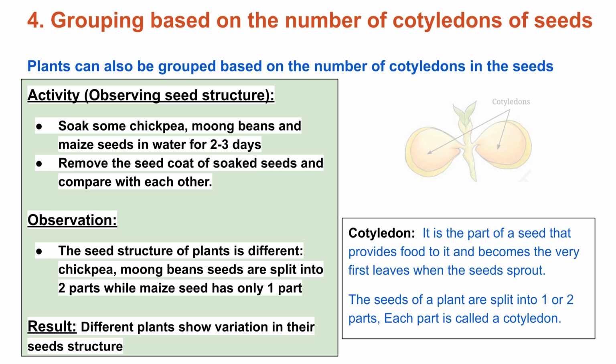So seeds of a plant are split into one or two parts, and each part is called cotyledon. सो यही क्राइटेरिया है प्लांट्स को ग्रुपिंग करने का कि उनके सीड के स्ट्रक्चर को हम देखते हैं and we can see whether they have only one part or two parts.